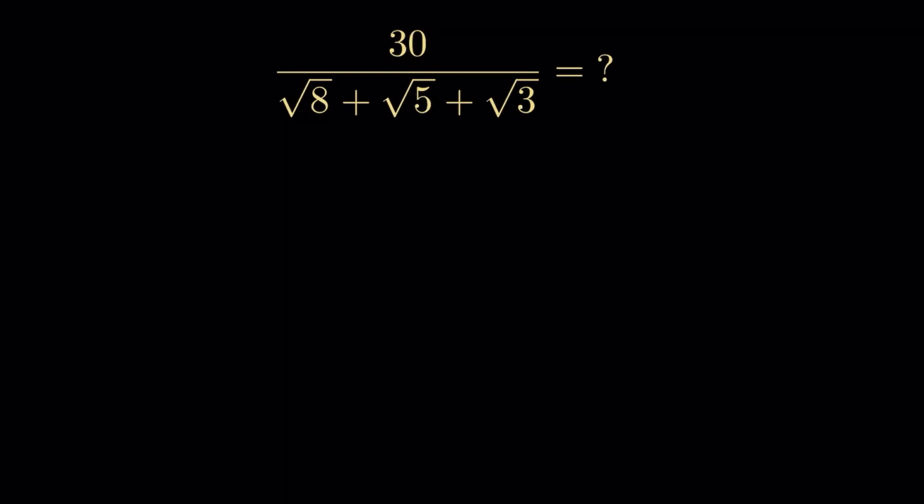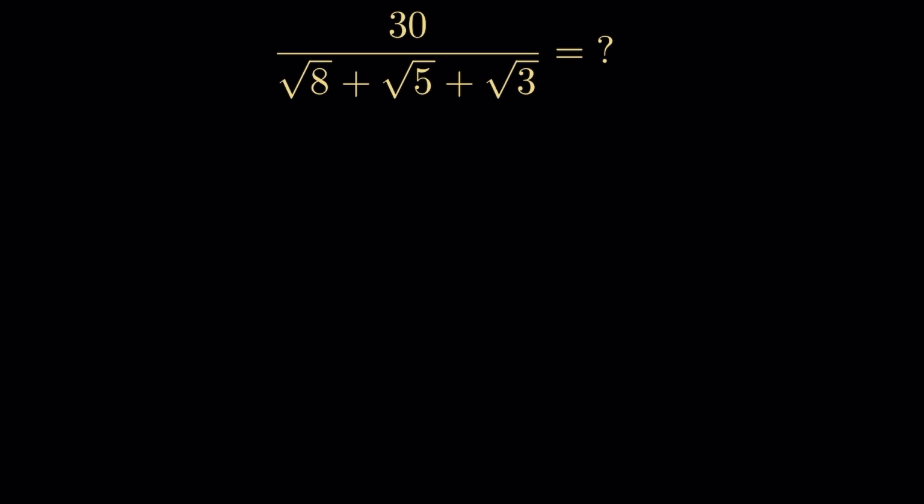30 upon square root of 8 plus square root of 5 plus square root of 3. We have to simplify this. Let's try. Whenever there is a radical in the denominator, we rationalize the denominator. To rationalize, we have to find a conjugate.